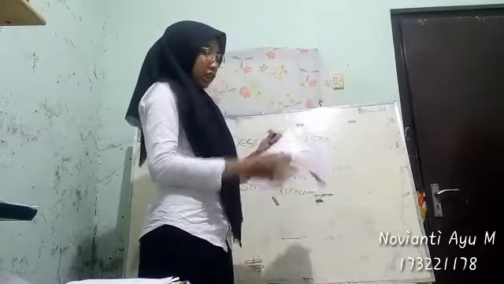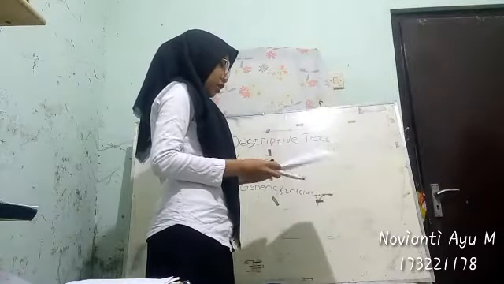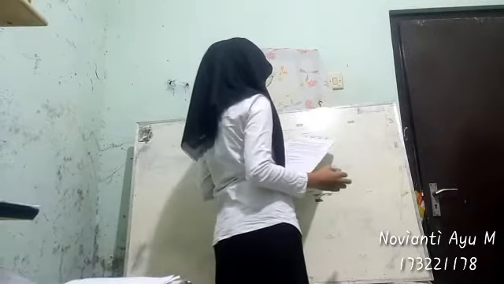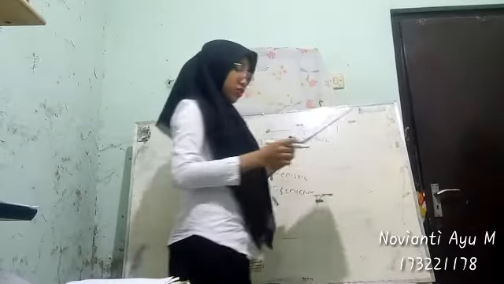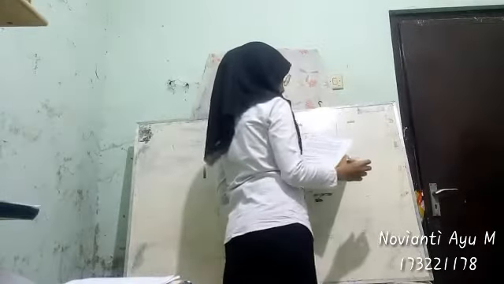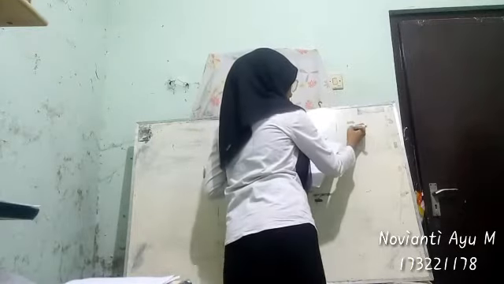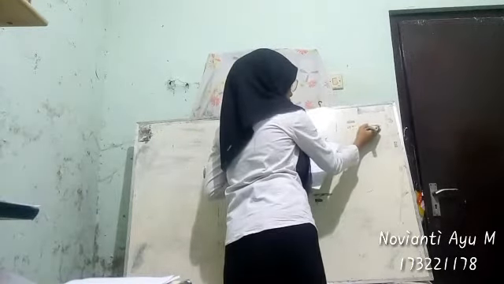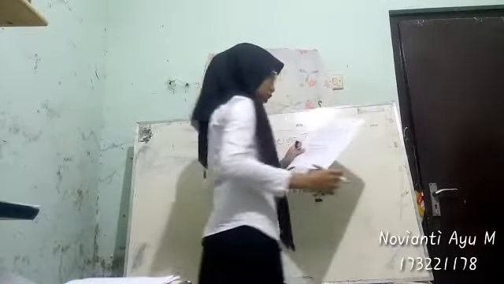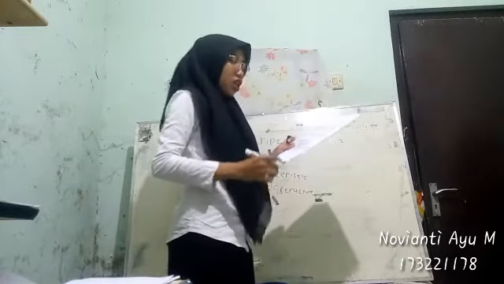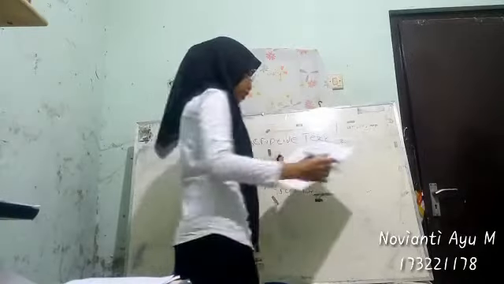The characteristic of descriptive text has 5. First, descriptive text uses verb attributes such as be, am, is, and are. And the second is descriptive text uses simple present tense.